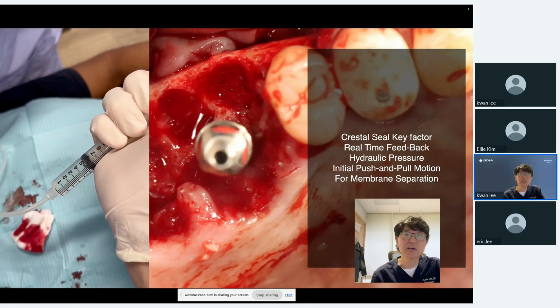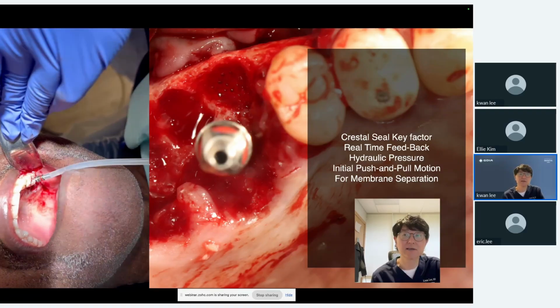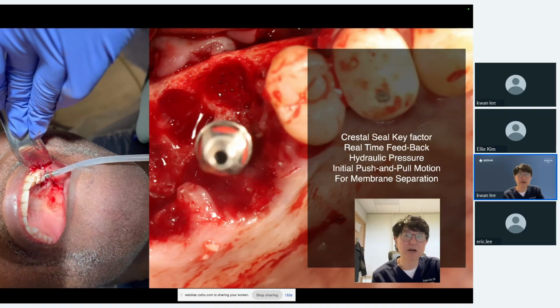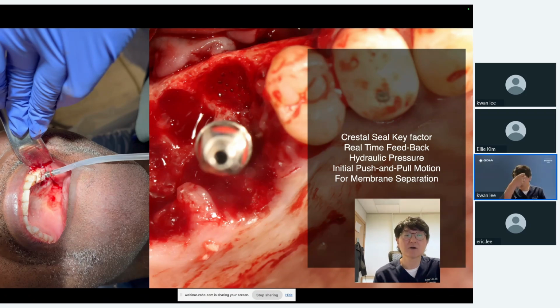Once you do the initial detachment, you can feel the pressure dropping. You can tell the pressure is dropping with your hands, just like when you're giving injections: in some areas you push and there's pressure resisting your injection, and sometimes it goes really easy. Same type of feedback, you get it. Once you create the seal, you have real-time feedback that your membrane is intact, and now you are elevating your membrane based on your calculations.